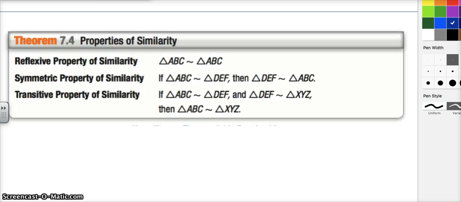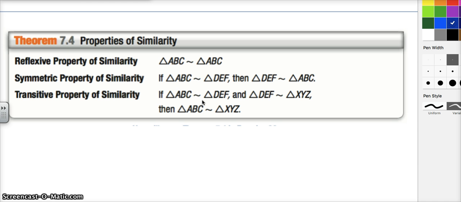So look at how mathematical logic can extend. We actually have properties of similarity. There's a reflexive property of similarity: the same triangle is similar to itself, which makes sense. Angles are equal, sides are proportional. Symmetric property: if one is similar to another, then you can flip it and the other is similar to the first. Kind of obvious, I would say. But anyway, that's the symmetric property.